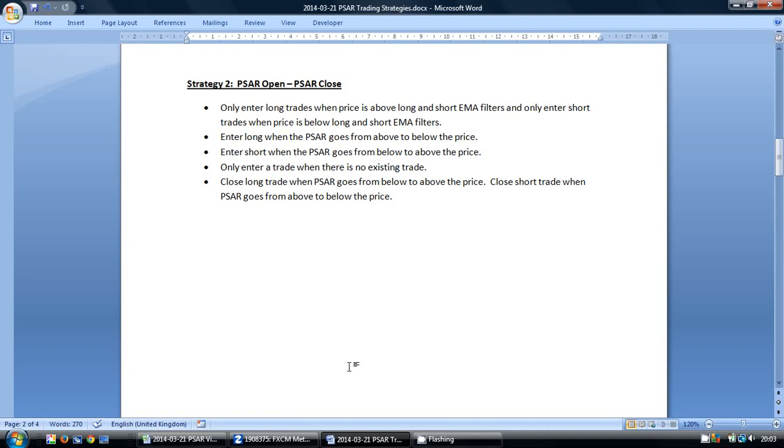So very simply, once we've passed our EMA filter, we're looking for the PSAR to flip, and we will then enter in the direction of the trend. When it flips in the opposite direction, we will close the trade. Again, as in strategy one, we'll only have one trade at a time.